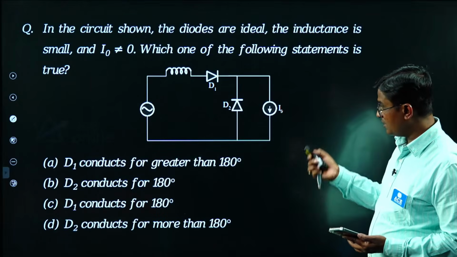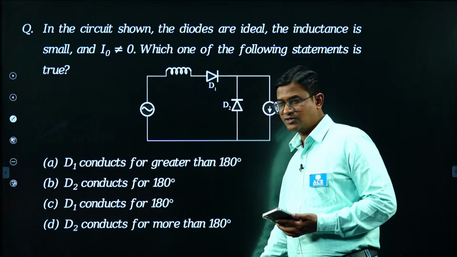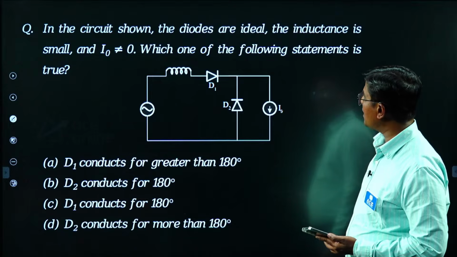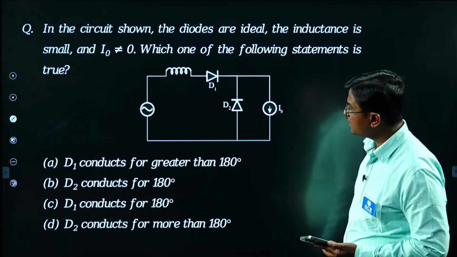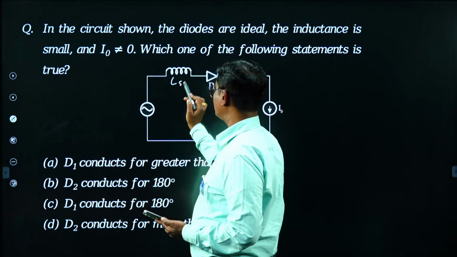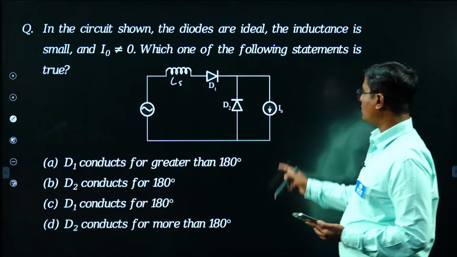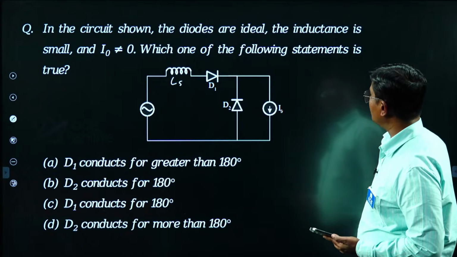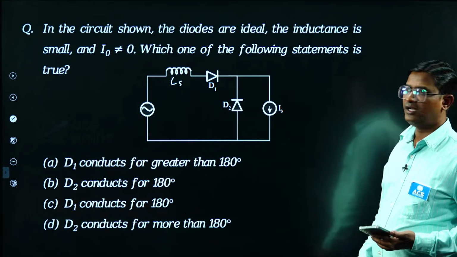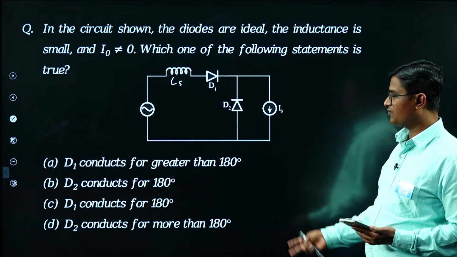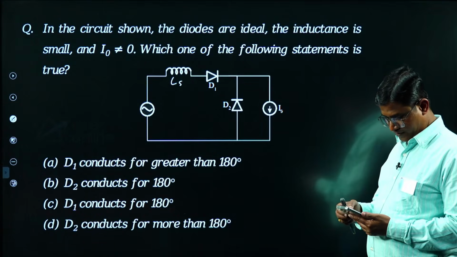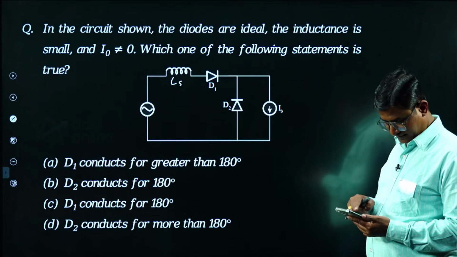Next, let us discuss this question. This is actually a multiple select question. In the circuit shown, the diodes are ideal. The inductance is small, this is the source inductance, connected at the source side. And I0 is non-zero. Which one of the following statements is true? D1 conducts for greater than 180, D2 conducts for 180, D1 conducts for 180, D2 conducts for more than 180. You can post your answers in the chat box.